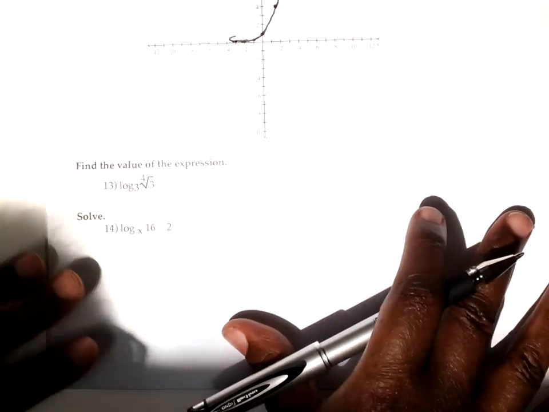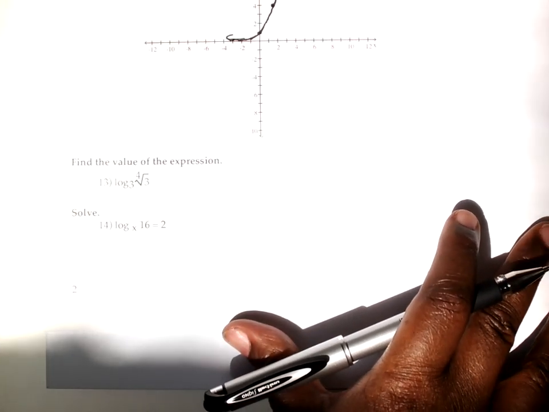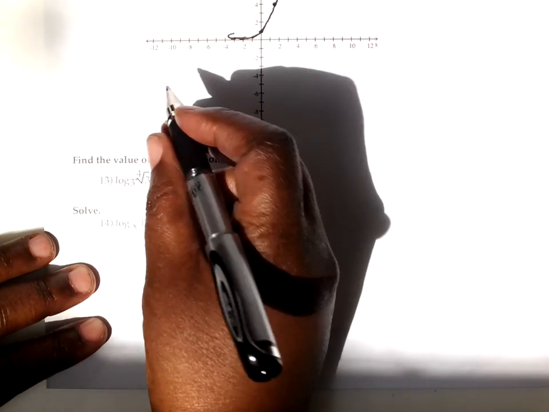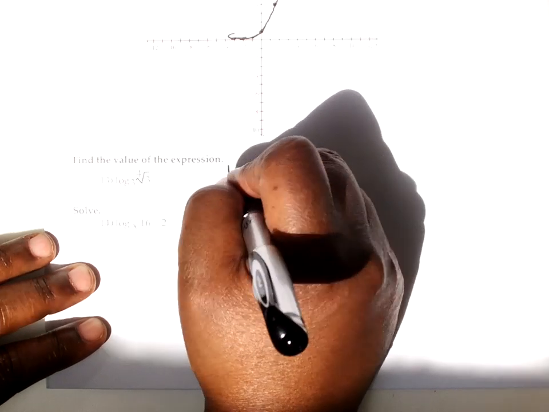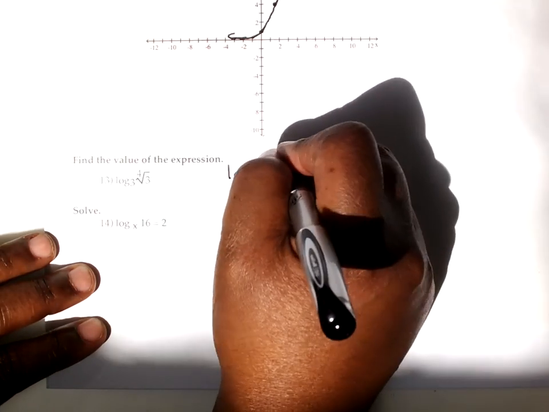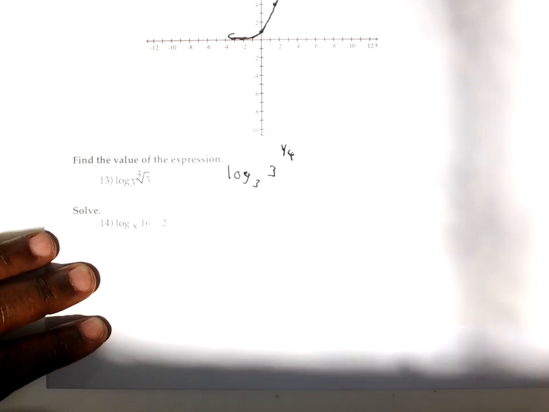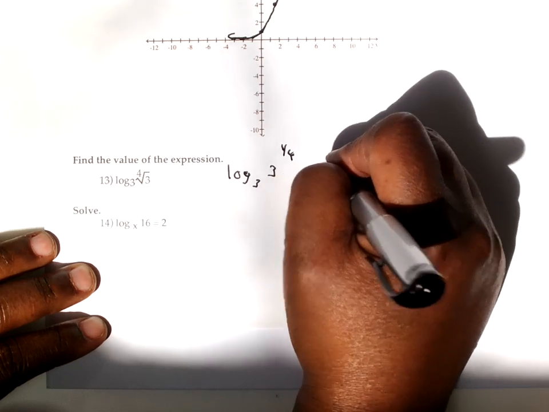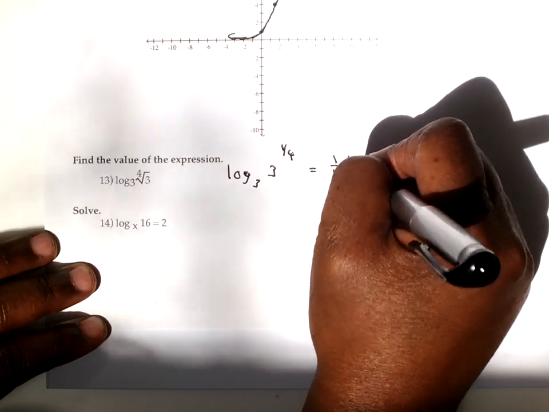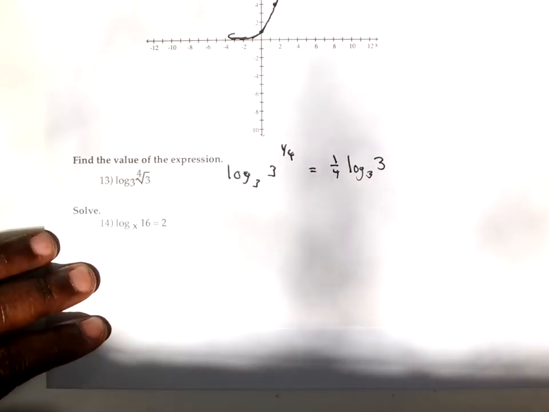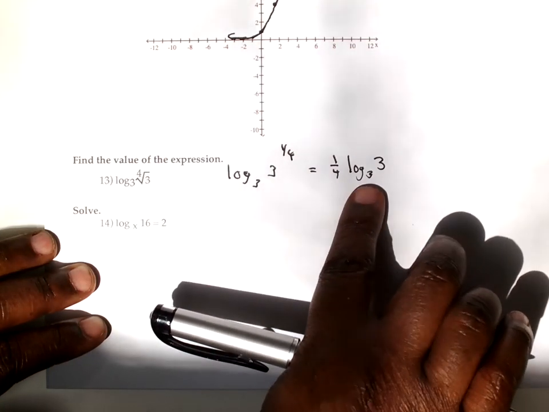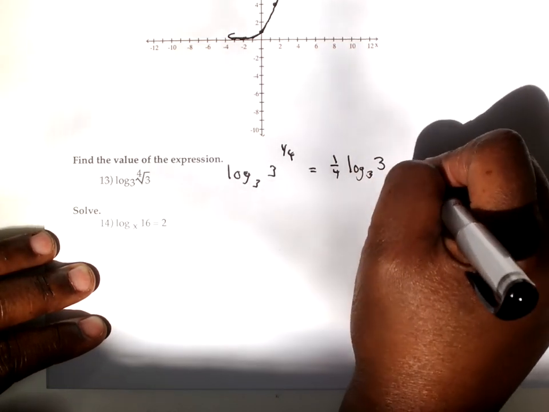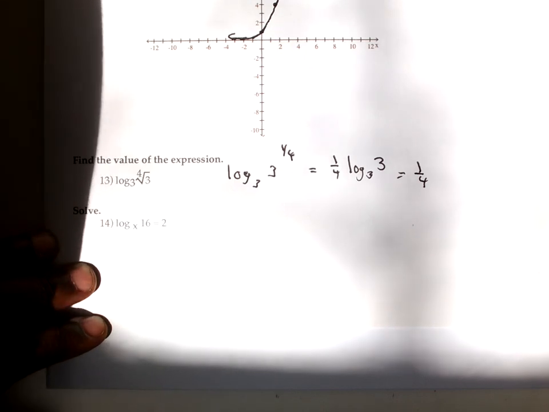Okay, number 13, we have log base 3 of the 4th root of 3, and they want us to find the value of the expression. So I'm going to do a rewrite: log base 3 of 3, and the 4th root is written as the 1/4 power. So I can multiply that 1/4 out front. Remember the 3 properties of logarithms. If you forget, go back and look at your notes for those. Log base 3 of 3 means 3 to what power is 3, so that's just equal to 1. So this just simplifies to 1/4.